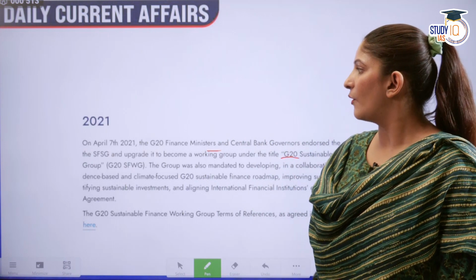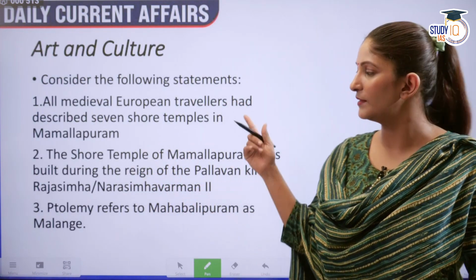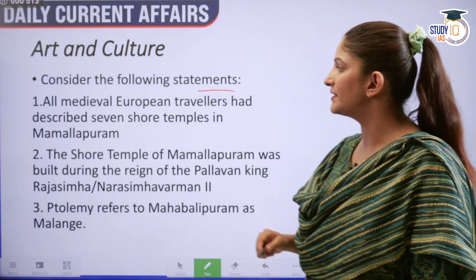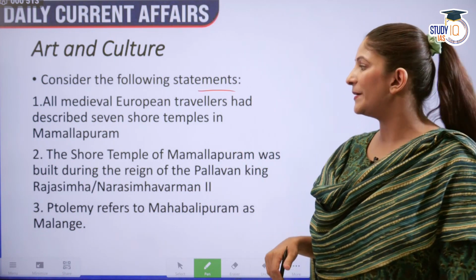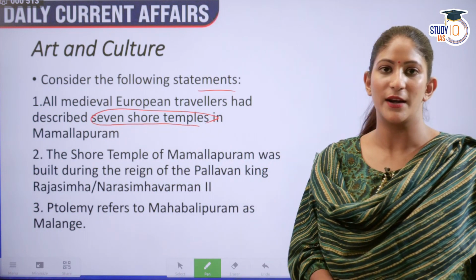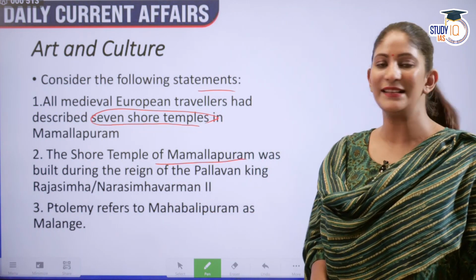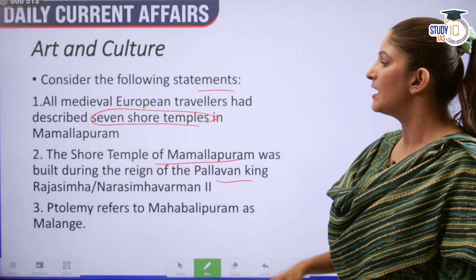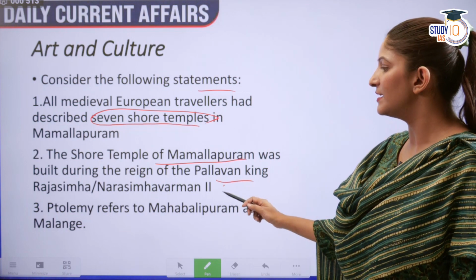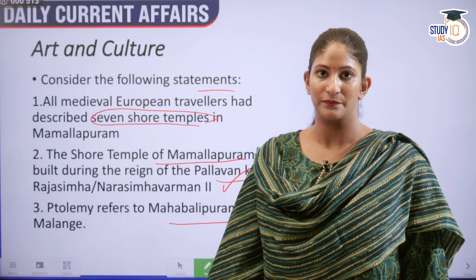All right. Now, moving ahead to the other aspects, Mahabalipuram or Mamallapuram. Let's talk about it. Consider the following statements. All medieval European travelers described 7 shore temples in Mamallapuram. Right now we have only 2, right? The shore temples of Mamallapuram were built during the reign of the Pallavan king Rajasimha Narasimhavarman II. Ptolemy refers to Mahabalipuram as Malange.